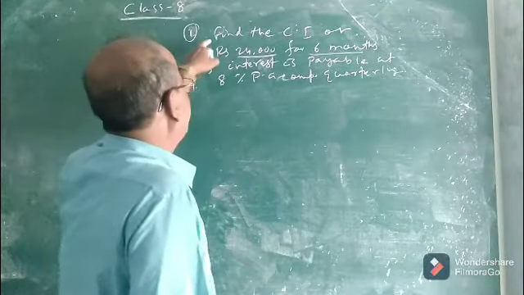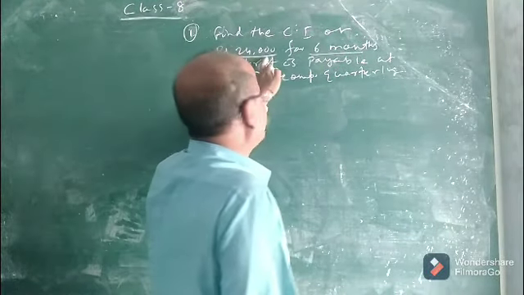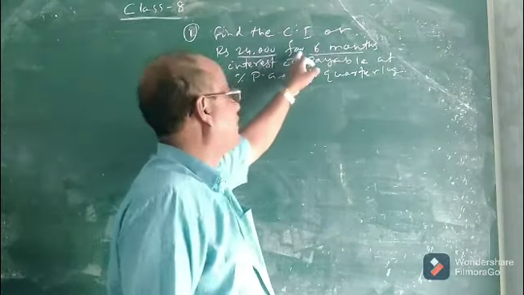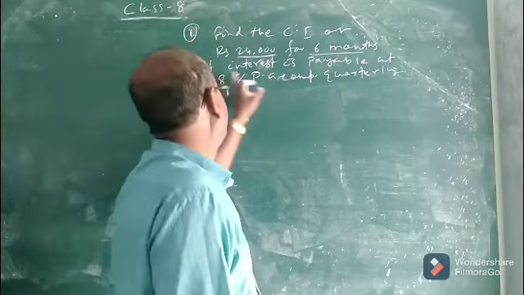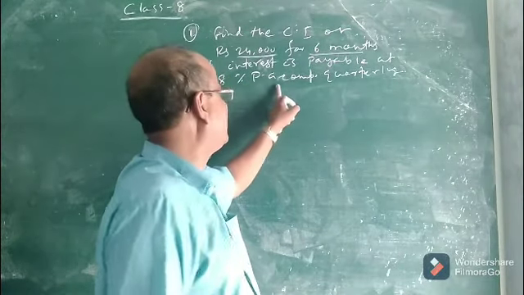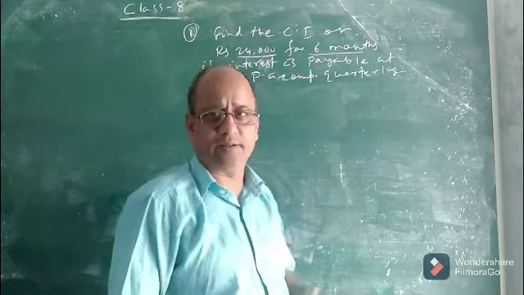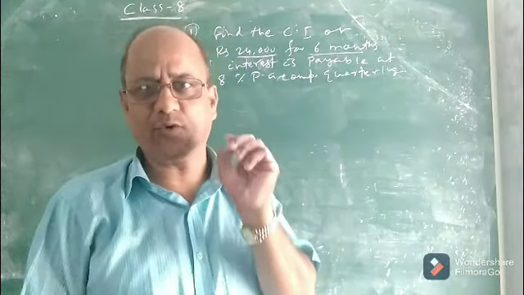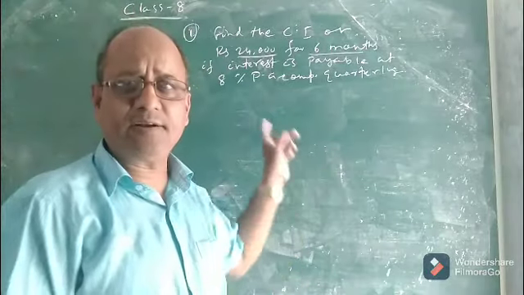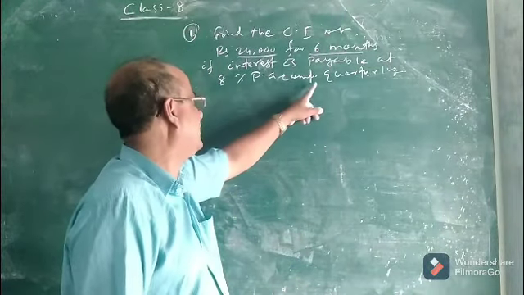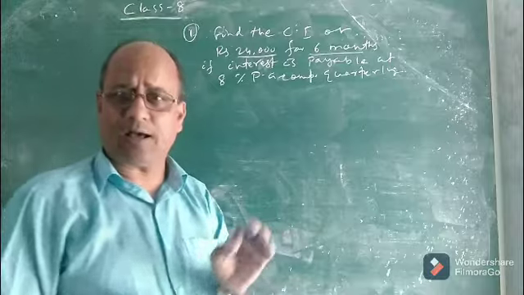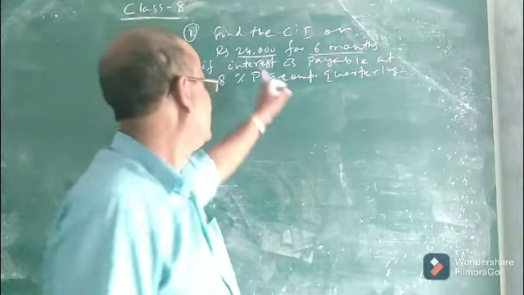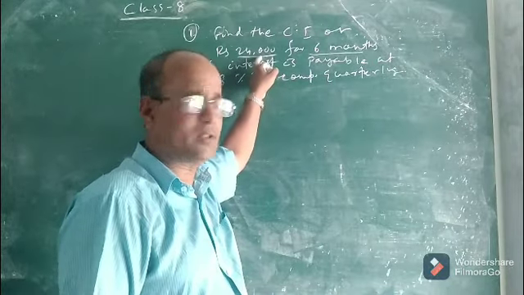Suppose the question is: find the compound interest on rupees 24,000. Here 24,000 is the principal, and the time period is 6 months, and interest is payable at 8% per annum, compounded quarterly. Quarterly means in every 3 months interest will be given by the bank. So if interest is payable quarterly at 8% per annum, what will be the compound interest on this 24,000? So here P is 24,000.